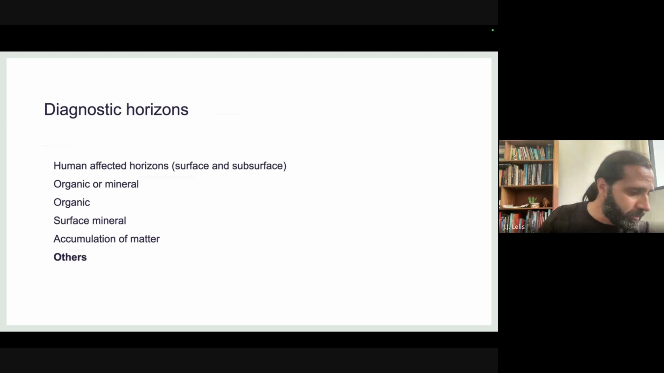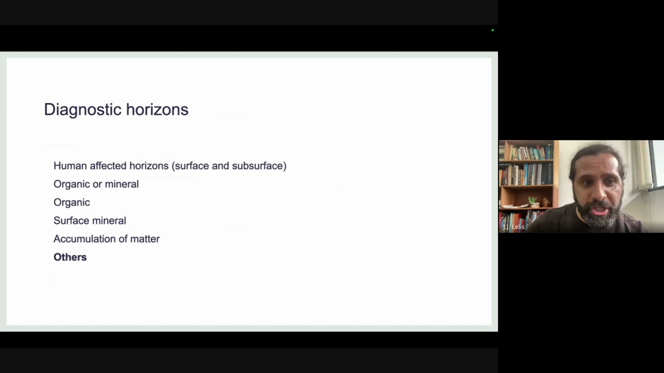And we also have other horizons that do not express accumulation of material, that are not related to humans, they are not organic, they are mineral materials, okay? In this case, I think that it's better that we keep it for the next class, because we already have a lot of things to worry about. Okay, we saw a lot of horizons today.